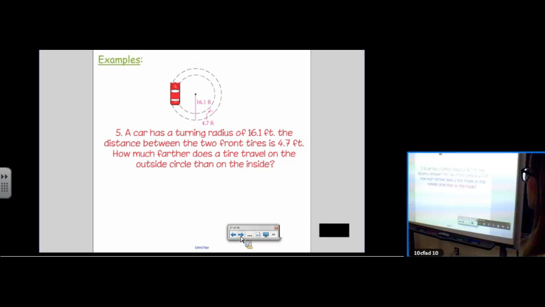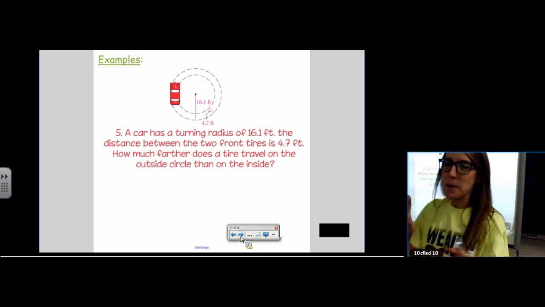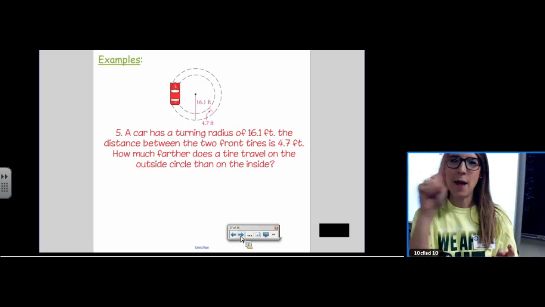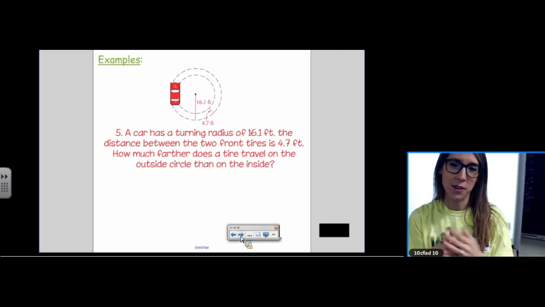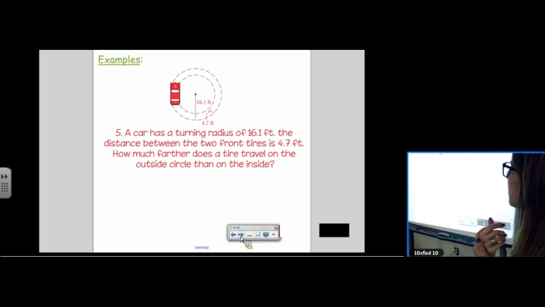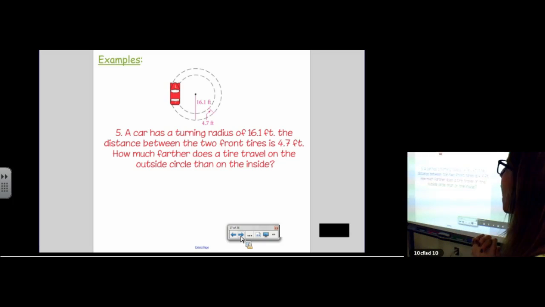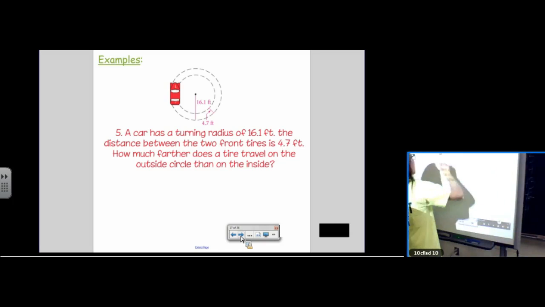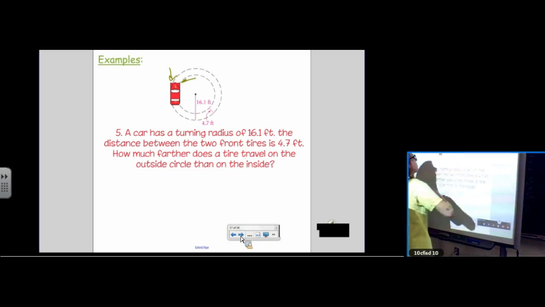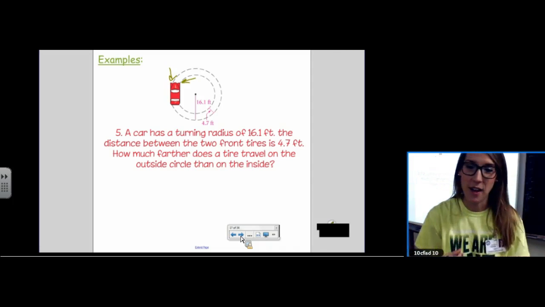A car has a turning radius of 16.1 feet. The distance between the two front tires is 4.7 feet. How much farther does a tire travel on the outside circle than on the inside? So when you're going in circles, which doesn't happen that much, but if you have a traffic circle, you would be going in circles. How much more work is this tire having to do than this one? It's having to travel further.